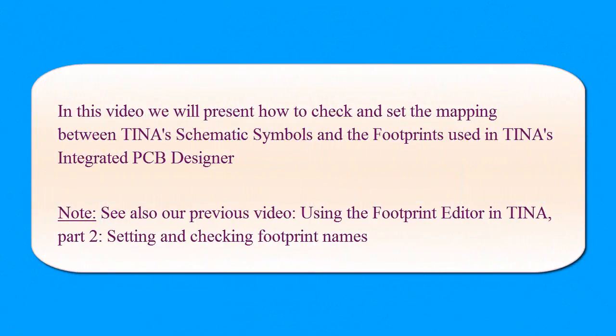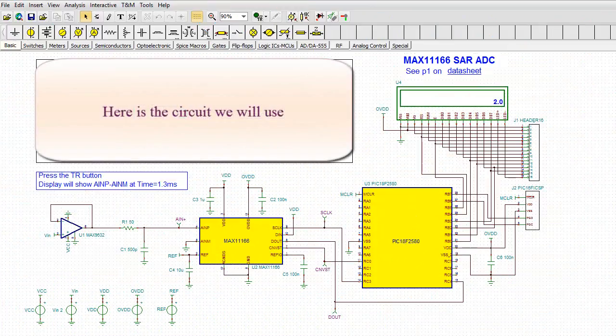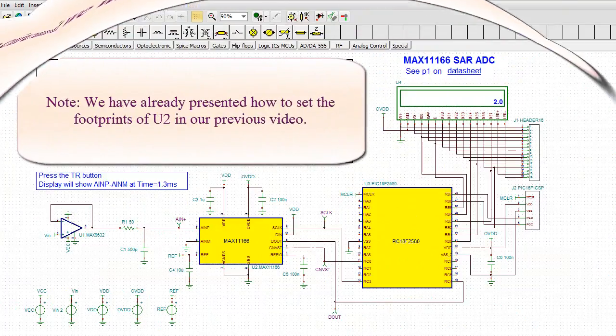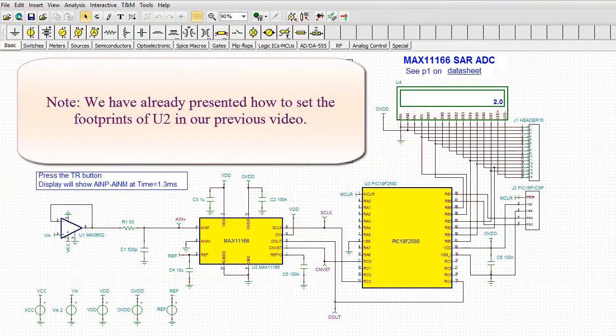In this video, we will present how to check and set the mapping between TINA's schematic symbols and the footprints used in TINA's integrated PCB designer. Note: see also our previous video, Using the Footprint Editor in TINA, Part 2, Setting and Checking Footprint Names. Here is the circuit we will use. Note: we have already presented how to set the footprints of U2 in our previous video.